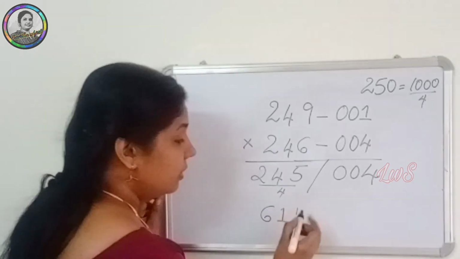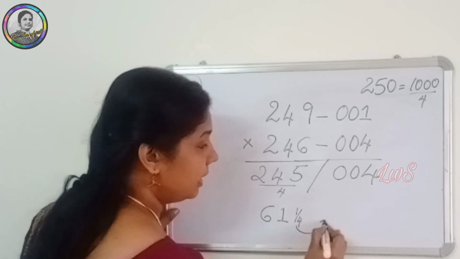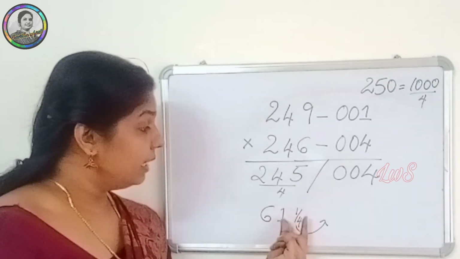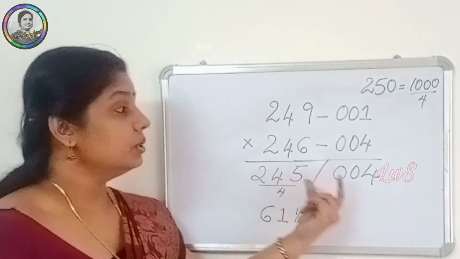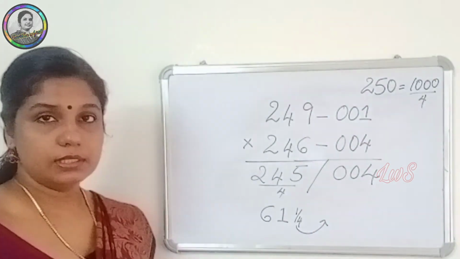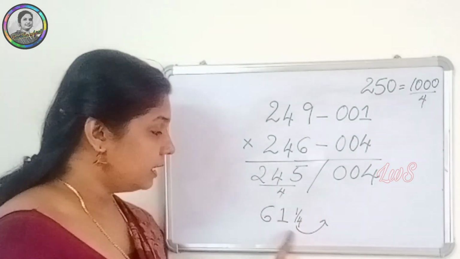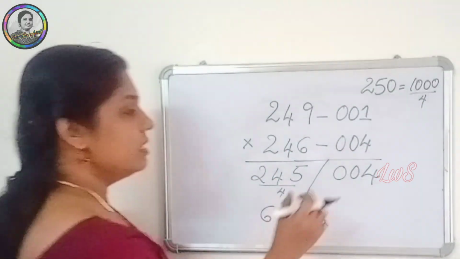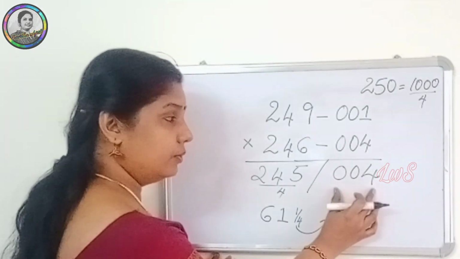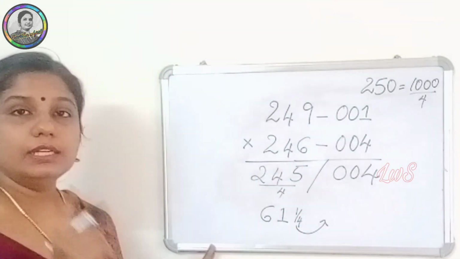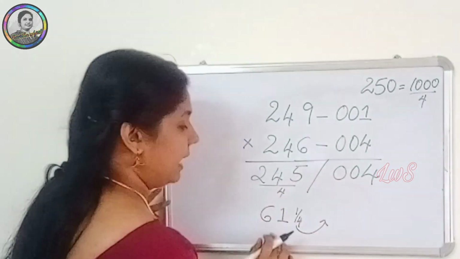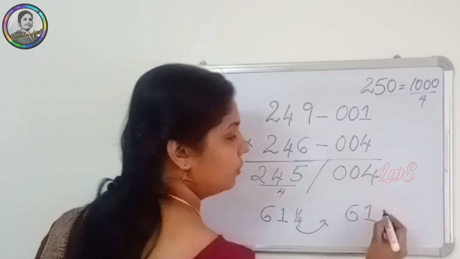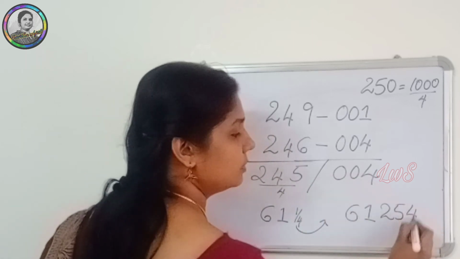1 by 4. We have to add this 1 by 4 to the right hand side. When we take a 1 from the left hand side to the right hand side, it is actually 1000, isn't it? So this 1 by 4 will be 1000 divided by 4, which is 250. So when we add 1 by 4 here, actually what we are adding is 250. So the answer will be 6, 1, then 250 plus 4 is 254.